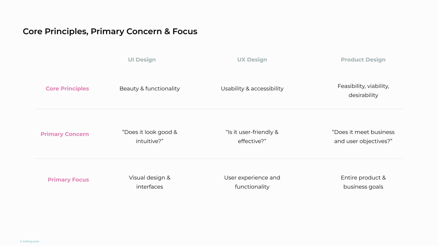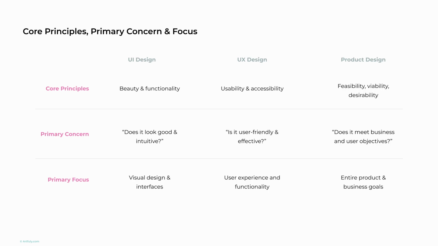Let's look at the core principles for UI design, UX design, and product design. So the core principle of UI is beauty and functionality, whereas in UX, it's usability and accessibility, kind of what I've just been saying in relation to the car. Whereas with product design, it's more about feasibility, viability, and desirability. The primary concern for a UI designer is, does it look good? In UX, is it user-friendly and effective? And in product design, does it meet business and user objectives?